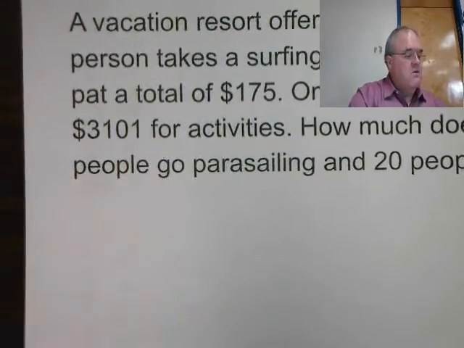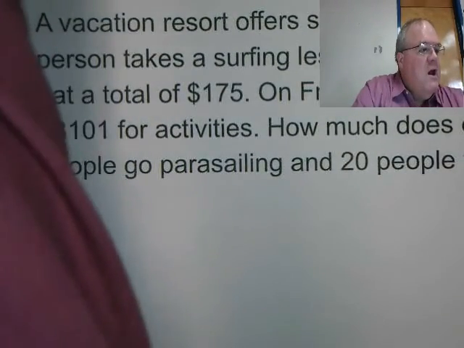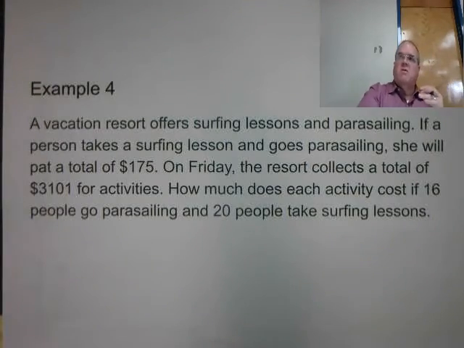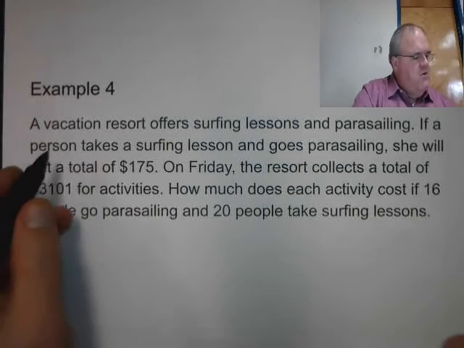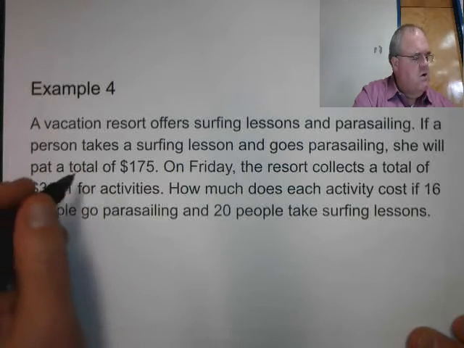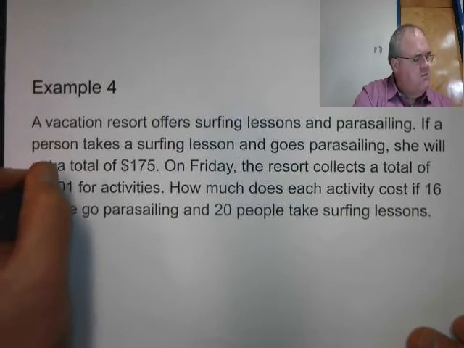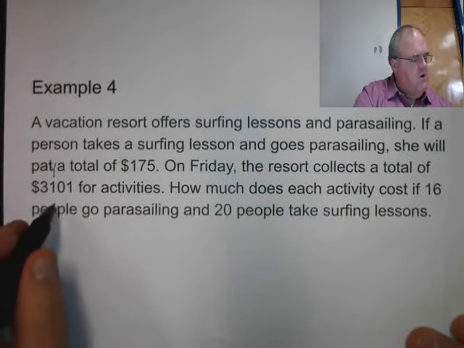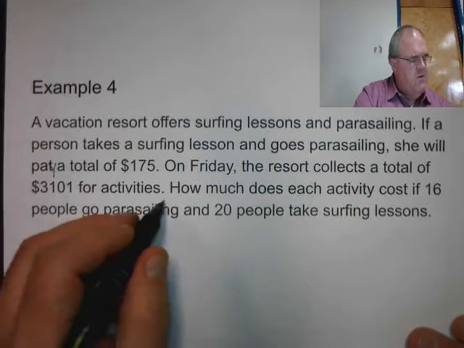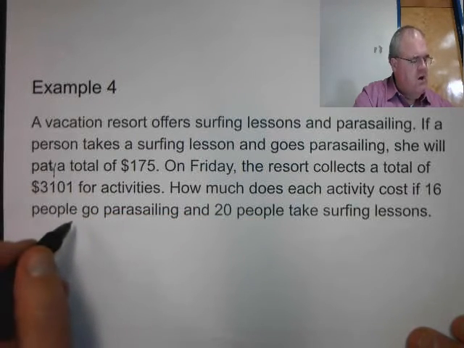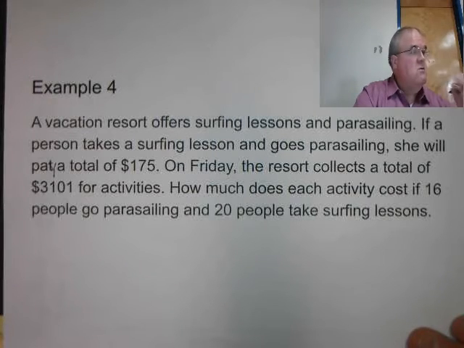Let's do a word problem. Example 4. All right. A vacation resort offers surfing lessons and parasailing. If a person takes a surfing lesson and goes parasailing, she will pay a total of $175. On Friday, the resort collects a total of $3,101 for activities. How much does each activity cost if 16 people go parasailing and 20 people take surfing lessons?